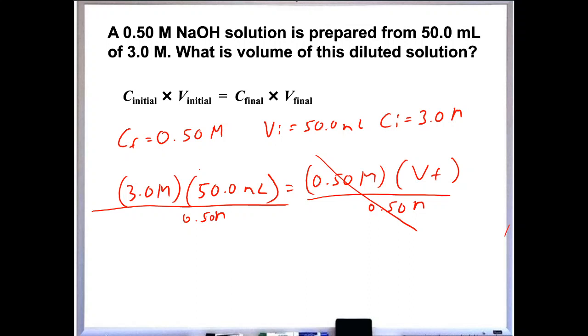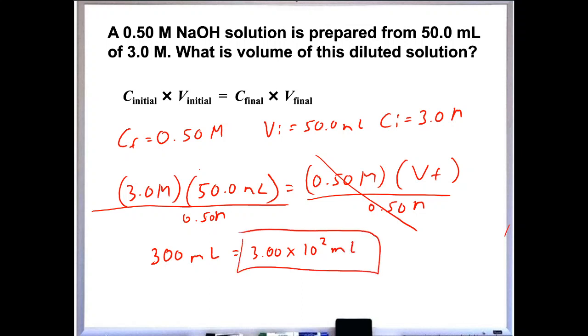If we do that, we say 3 times 50 divided by 0.5, and we end up with a 300 milliliter solution. If we wanted to put this into sig figs, it's equal to 3.00 times 10 to the second milliliters of solution. That's our final volume. If you're curious how the units work out, the molarity cancels with molarity, and we're left with milliliters.